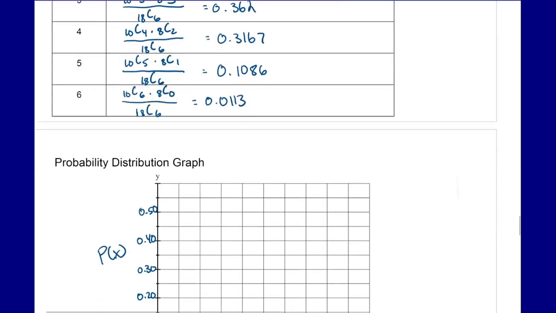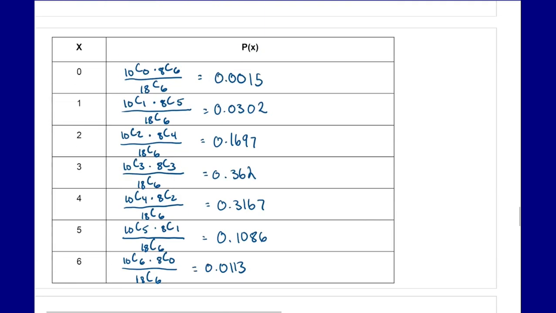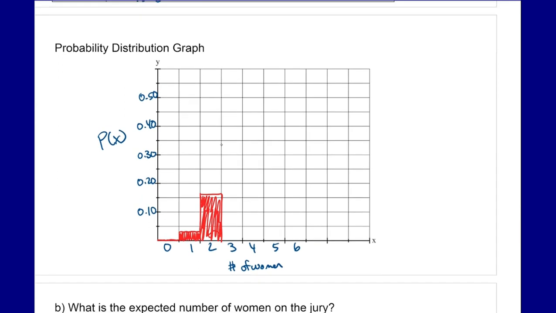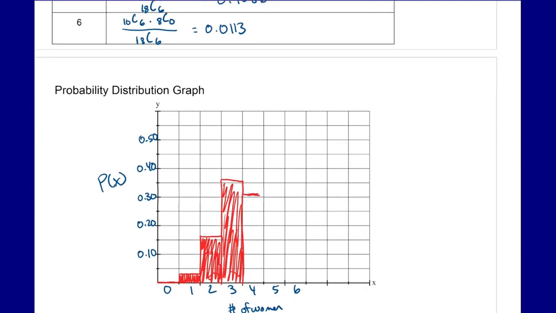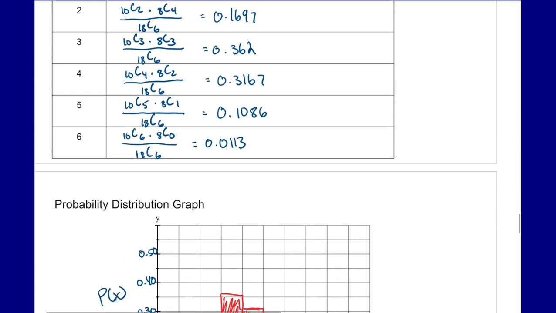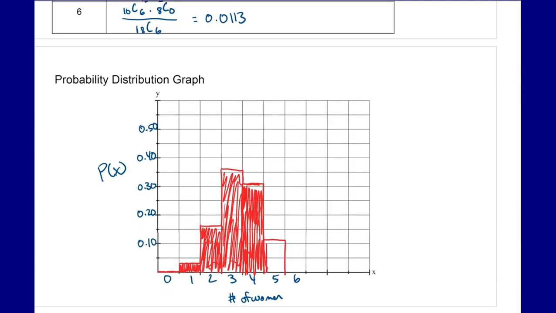4 or 2 is 16, 17%. Here, 3 is 36%, 4 is 31%, 5 is 11%, and 6 is about 1%.